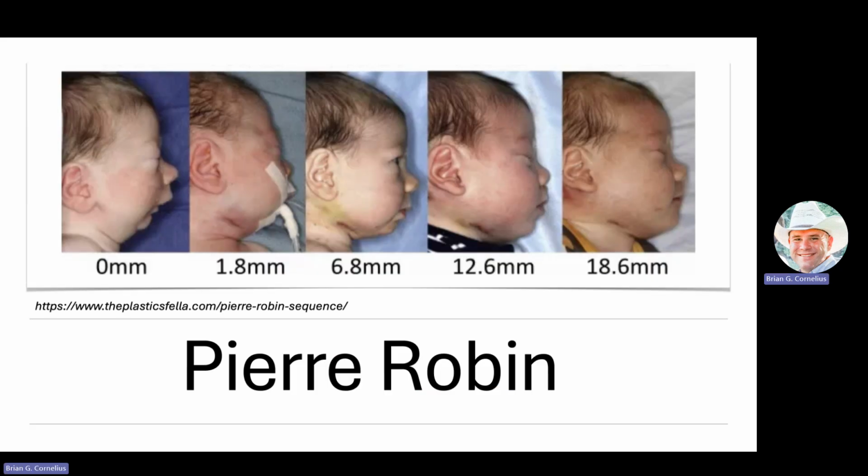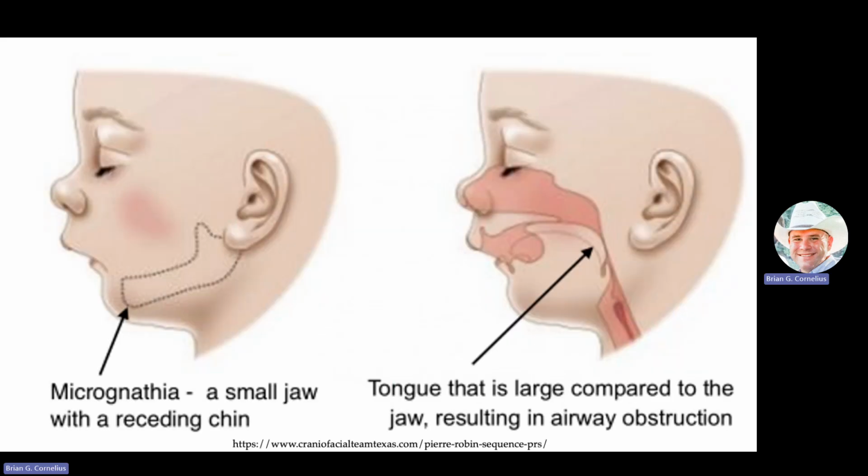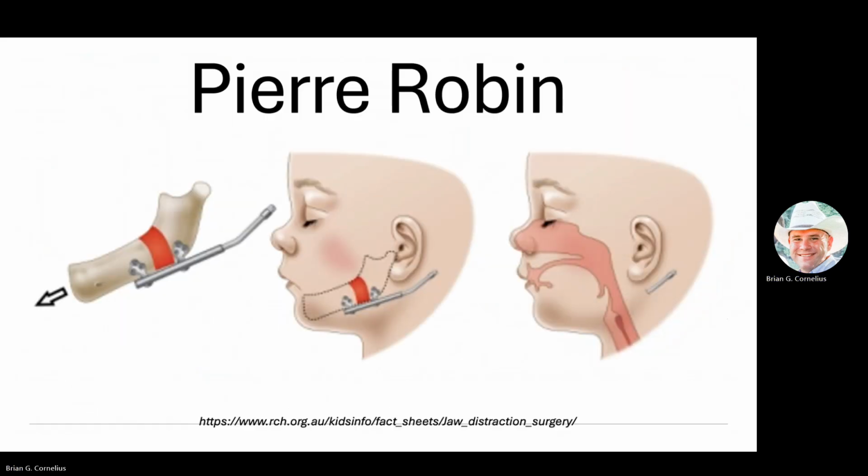This is somebody that slowly had their mandible advanced, and you can see over time how they've almost got a normal mandible by the time it's done. This is the posterior placement of it. All they do is just drive this pin through here and it corrects that micrognathia. Here's another view of them actually distracting that jaw.